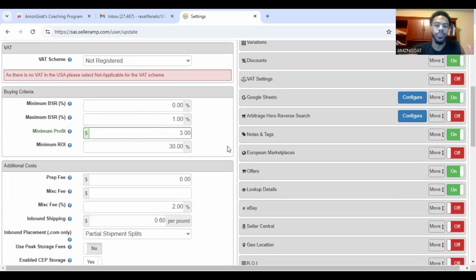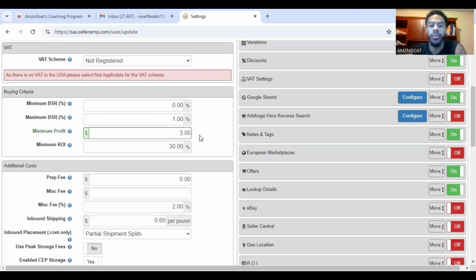Setup. So when we look at the product in a few minutes, the example that we're going to look at, everything is either going to light up red or green, and that is all depending on what we're putting in our Seller Amp settings right now.